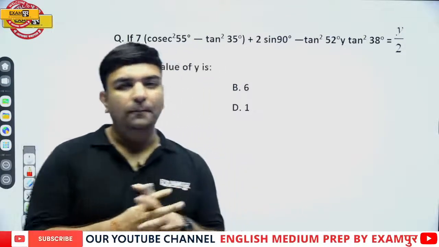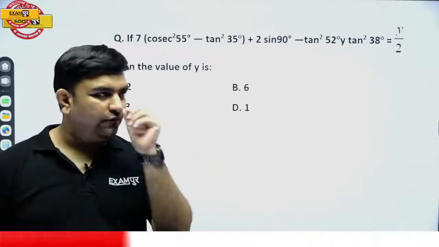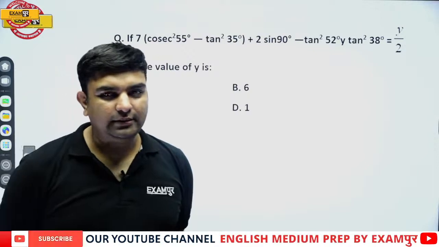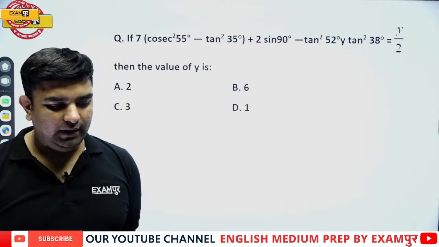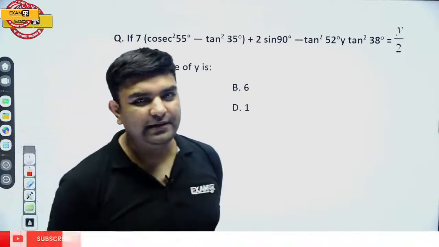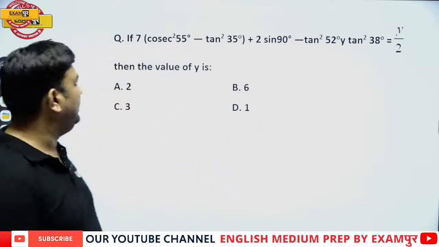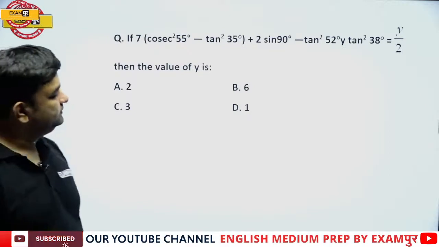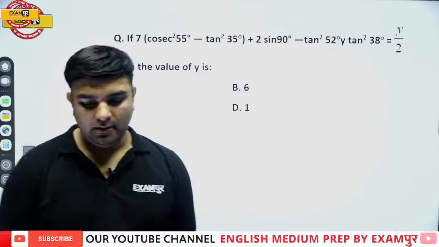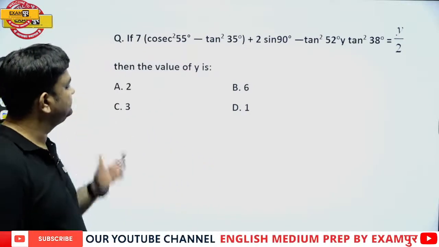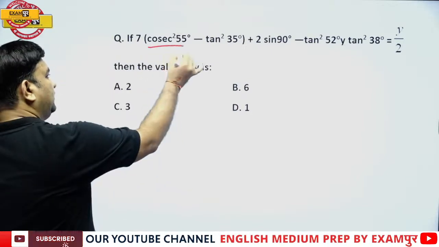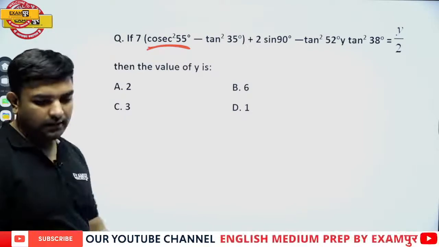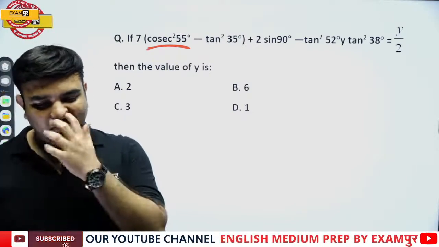A question from complementary angles and identities theory, what we have already covered. What is the complementary pair of cosec?